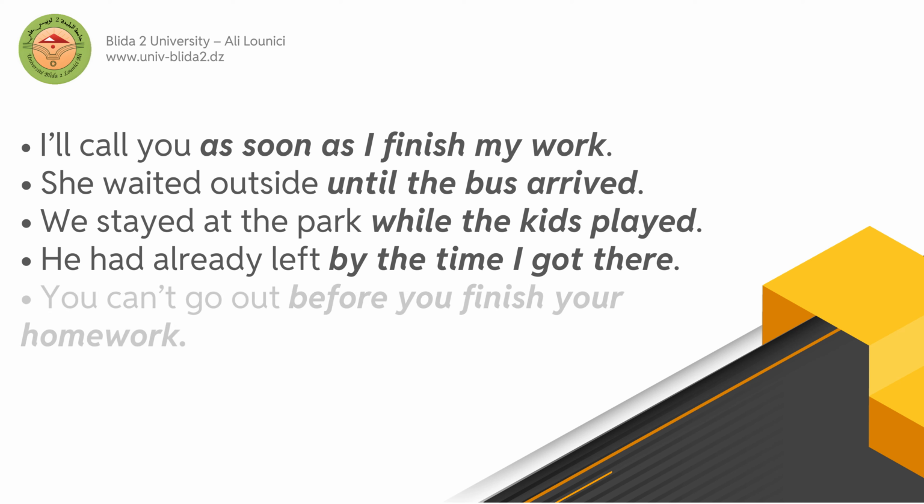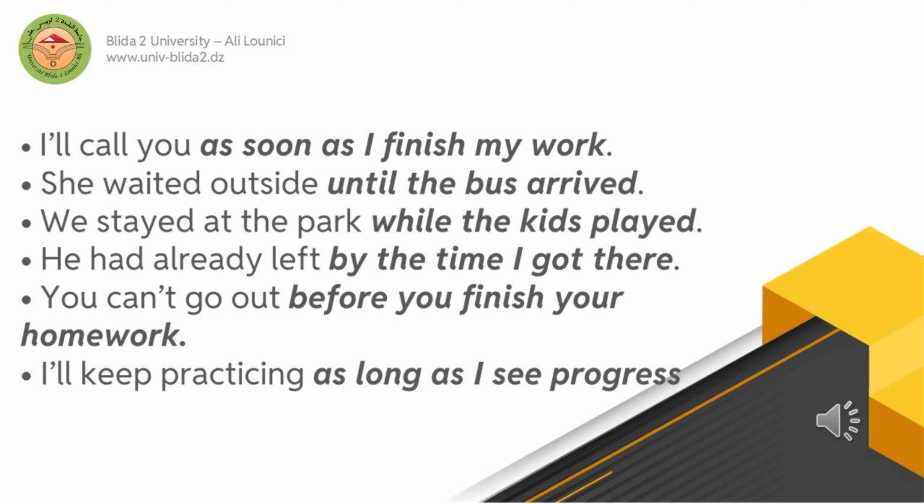The fifth example: you can't go out before you finish your homework. This example shows that one thing must happen first. You must finish your homework and then you can go out. The time clause sets the condition for when the next action can take place. The next example: I'll keep practicing as long as I see progress. In this case, the time clause tells us how long something will continue. As long as progress is happening, the practicing will continue. So it tells us about the duration of the action.